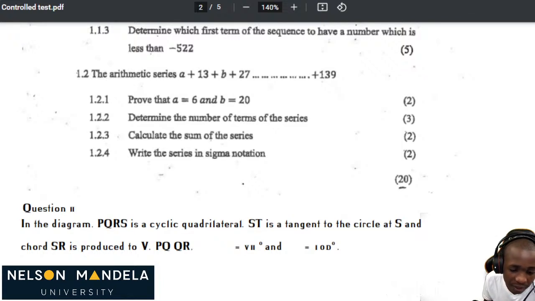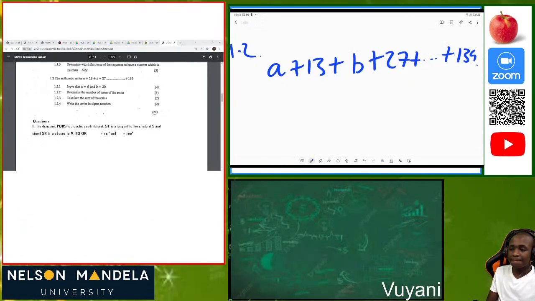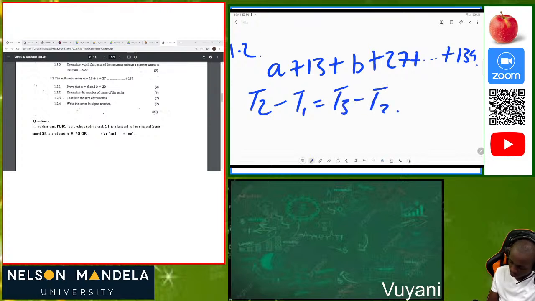How can we prove that? What we know is that this is an arithmetic series. An arithmetic series has a constant difference. So we can do t2 minus t1 is equal to t3 minus t2, and the same thing over and over again, so that we get a constant difference. So how can we prove that a is equal to 6?